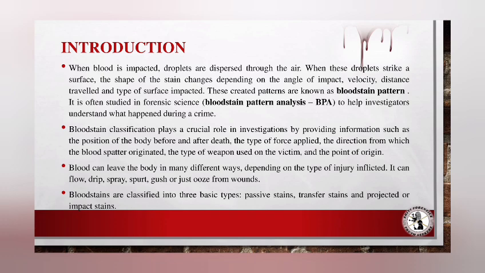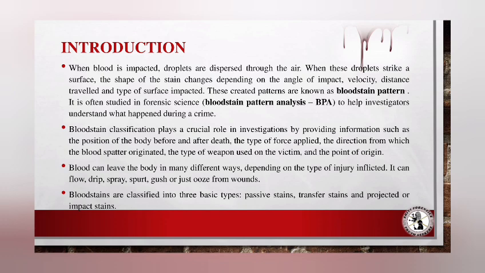What is a bloodstain pattern? When blood is impacted, for example, when a person is injured, the droplets are dispersed through the air. When these droplets strike a surface, they appear in different shapes and create various patterns. This is called a bloodstain pattern. The shape, distribution, and location of these stains are influenced by factors such as the angle of impact, the velocity of blood, distance traveled, etc.